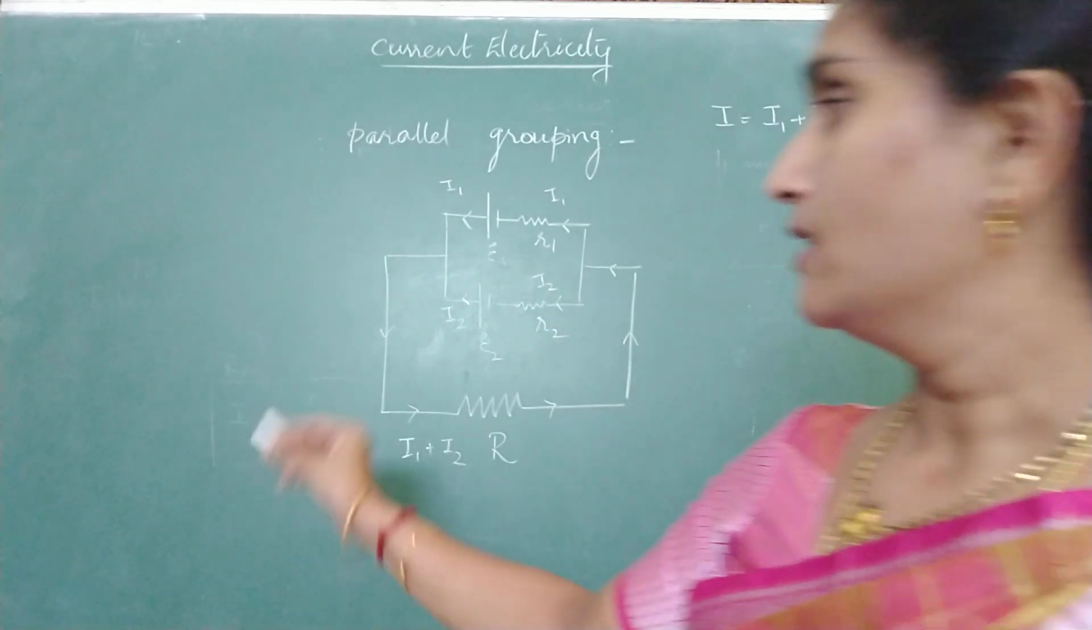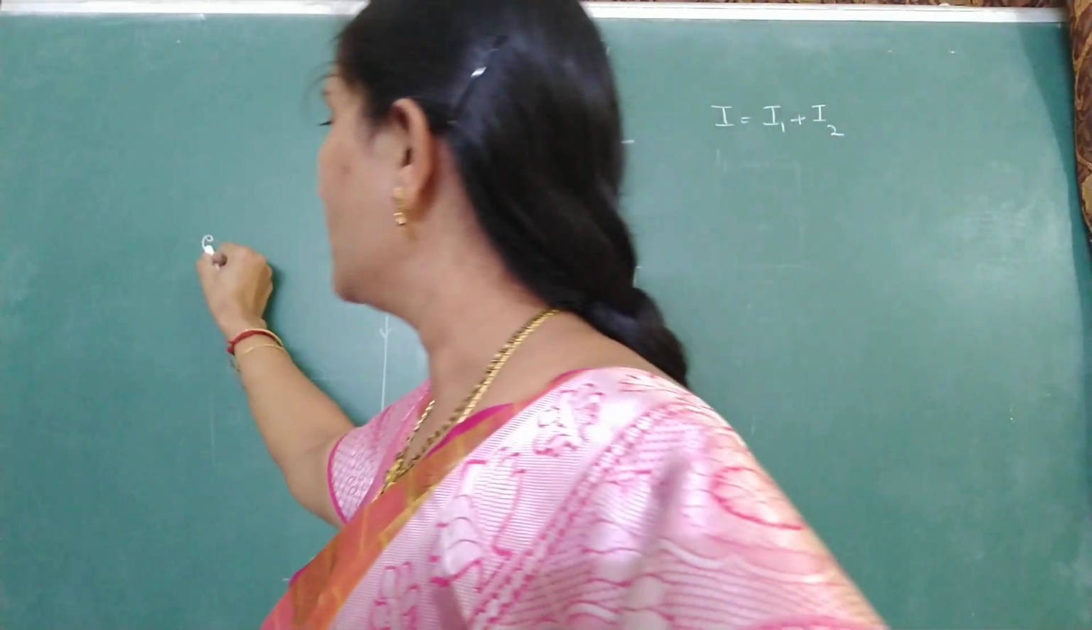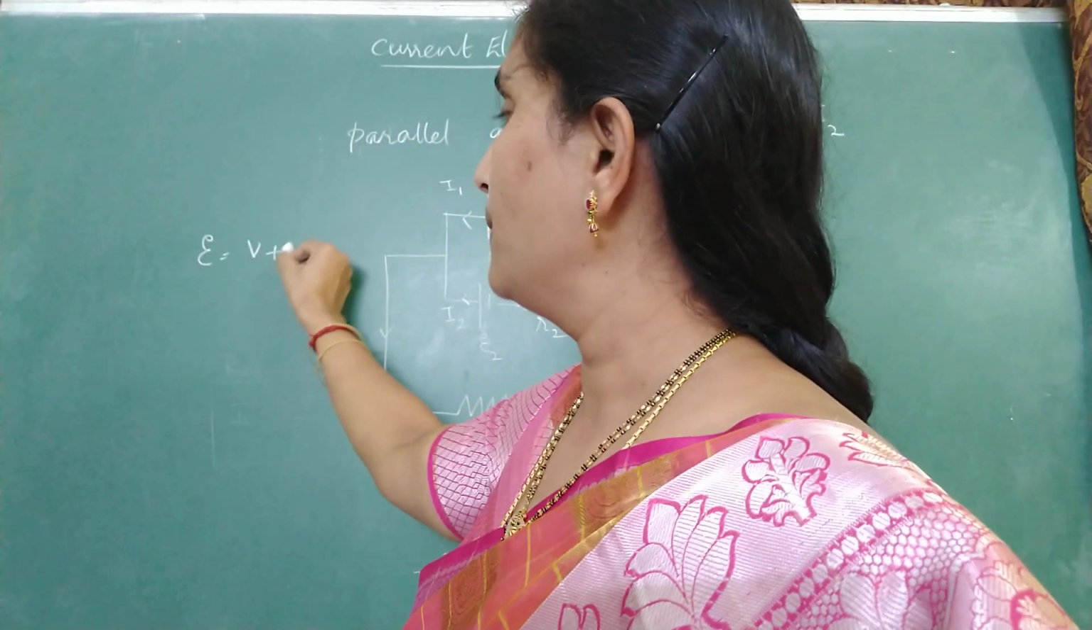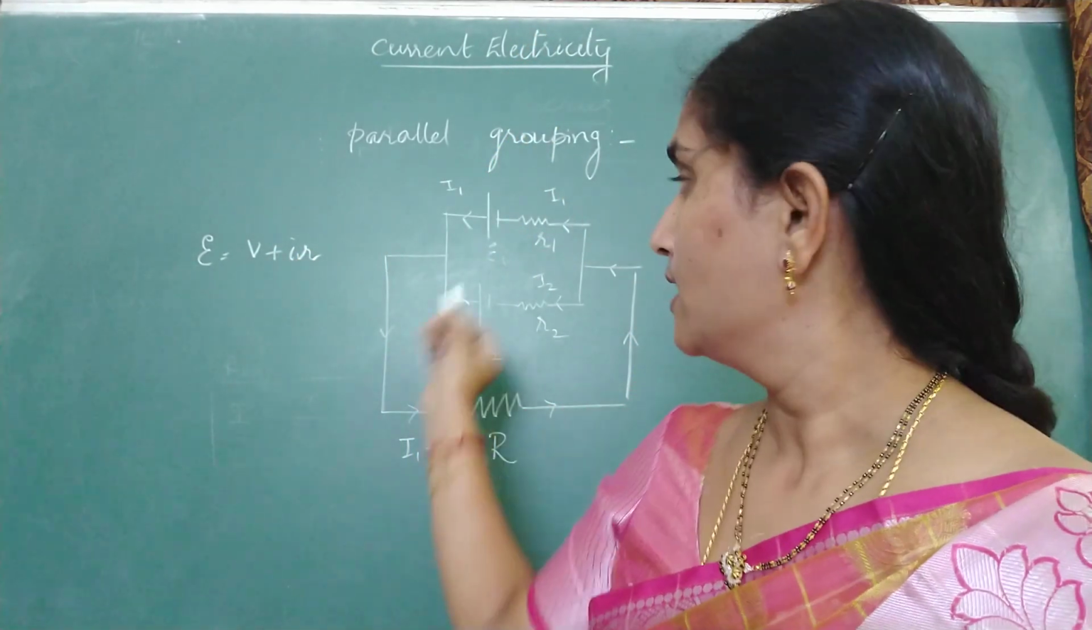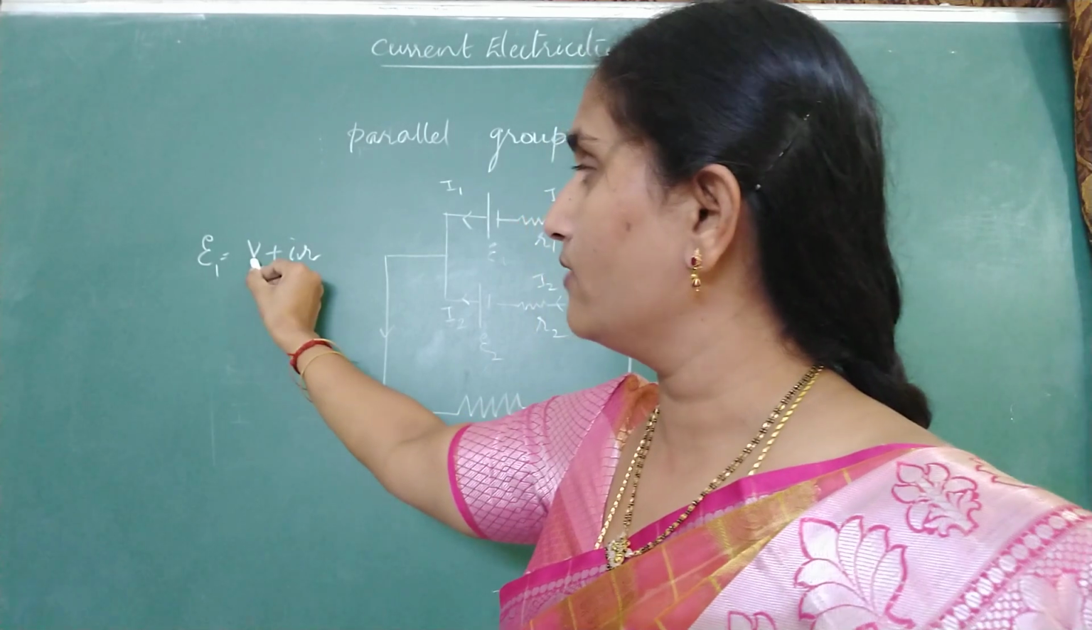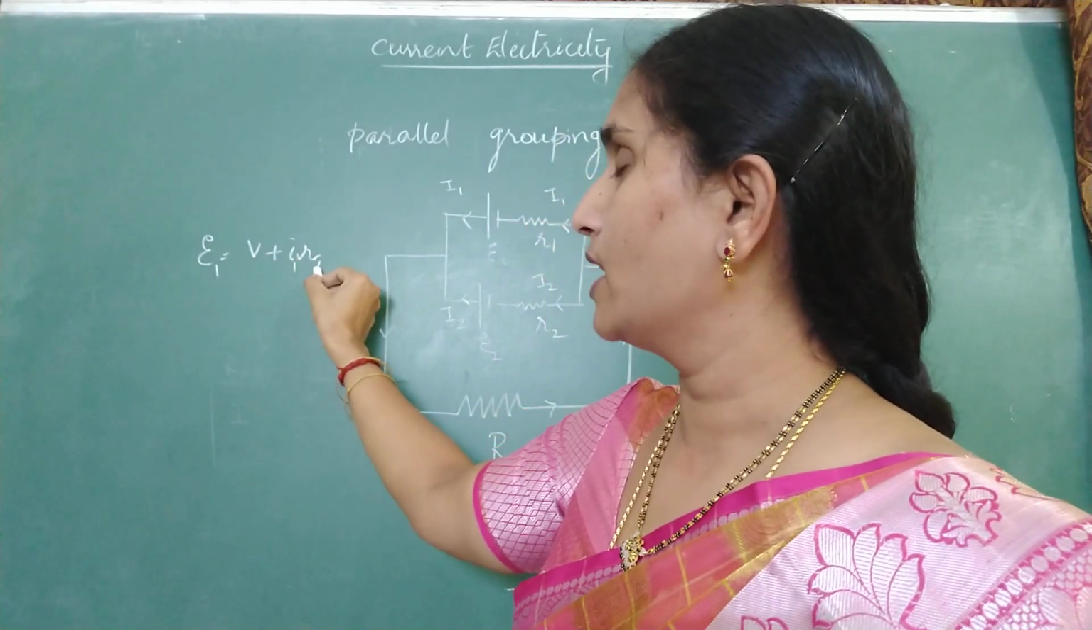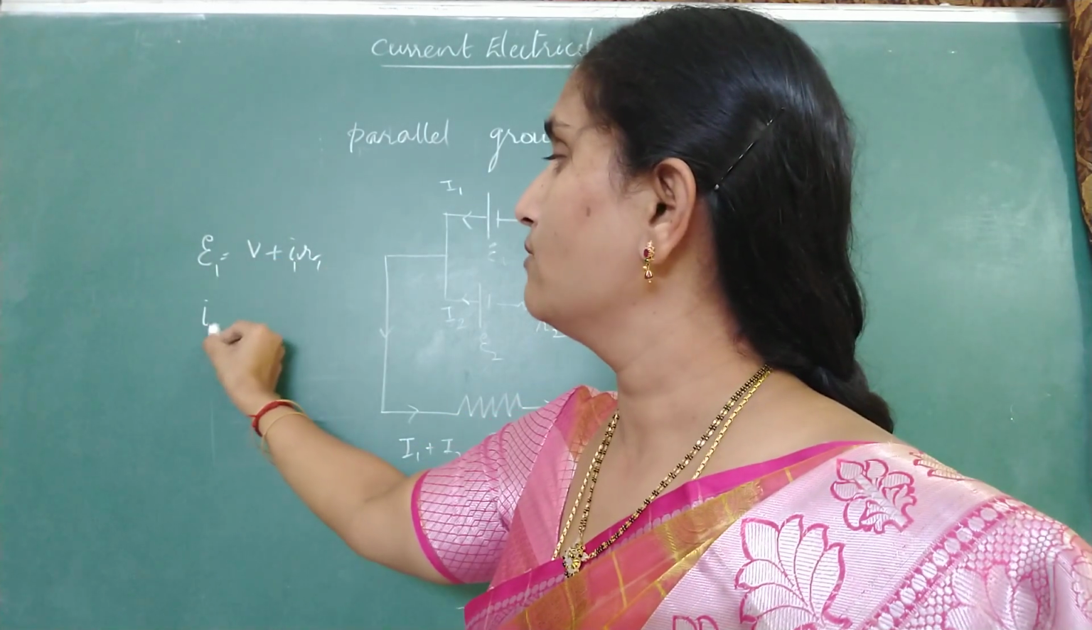And we already know the relation between EMF and terminal voltage. Remember the relation? When the cells are discharging, E is equal to V plus Ir. For discharging of cells, we have used this relation. Substitute. E1 is equal to V, which is not going to change, plus I1 R1. So what is the current I1 equal to?